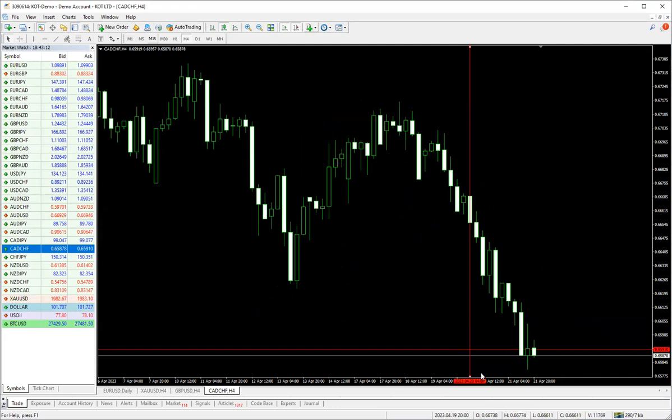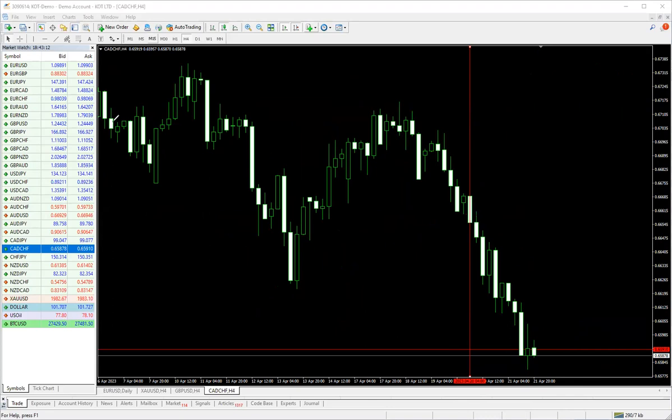This is also CAD chef from 20th. Still on the red line you are seeing here is 20th. So from 20th, which is Wednesday, also sell, because chef is the strongest. So CAD chef, it means chef will take CAD down. So CAD chef sell.